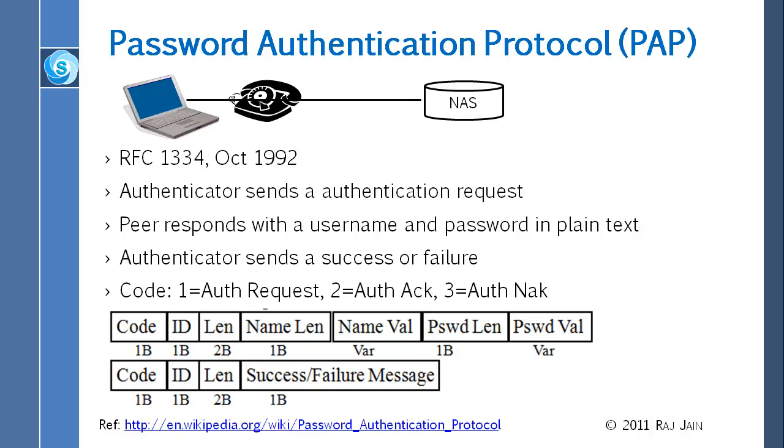Basically, you send an authentication request and you send your username and password in the clear. Right? So this is not very good for the network applications, but it is good for the local authentication. And the messages are basically, there is a code, there is an ID, length, name length, name value, password length, password value. All right? And then similarly the response would be success or failure.